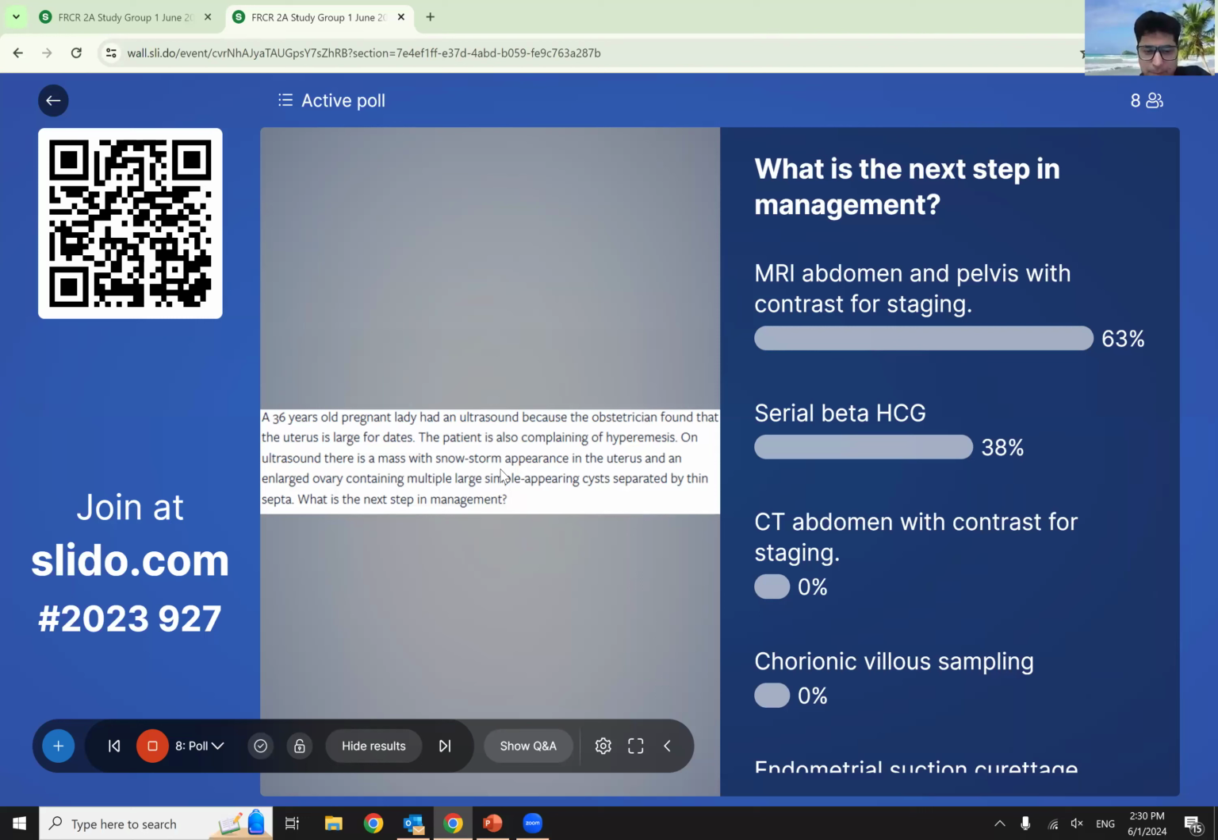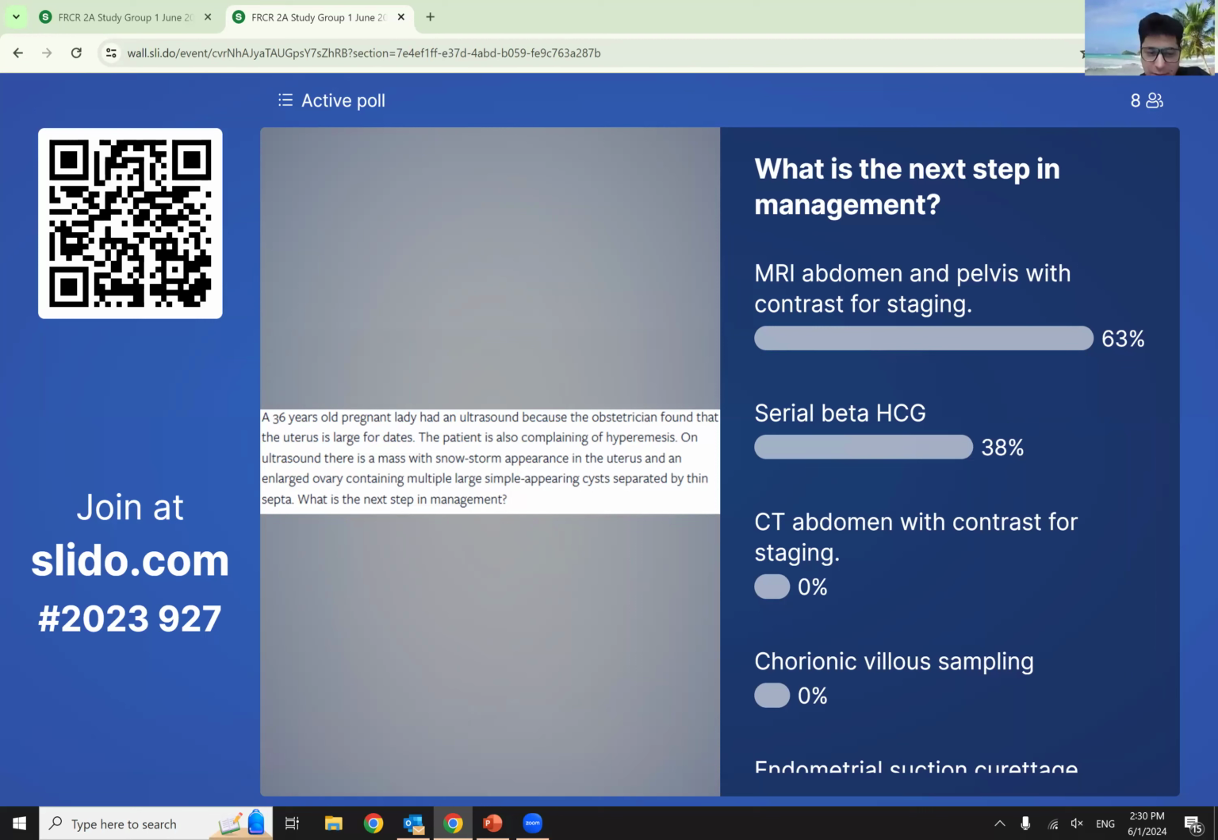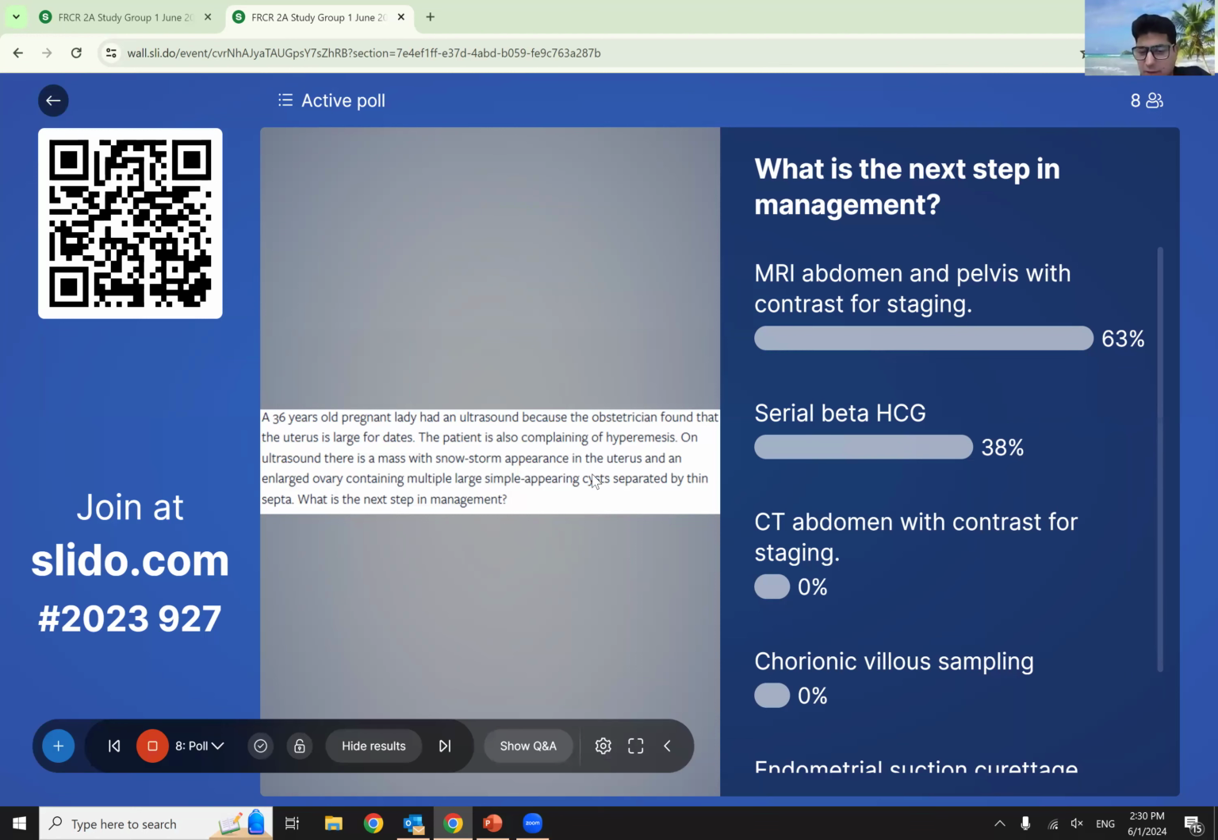Not said anything about a gestational sac or normal fetal form appearance, another clue. So clearly, this is a hydatidiform mole, and it has its effect as well, the hyperstimulation effect, where the ovary is now enlarged and has multiple cysts in it.